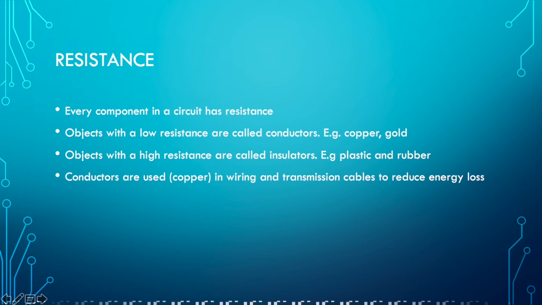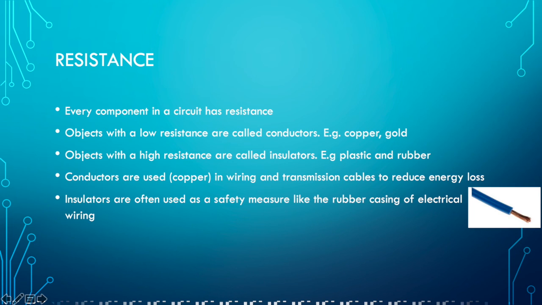Conductors are useful as they allow us to make wiring for circuits and transmission cables and help to reduce energy loss. Insulators can be useful too, and are often used as safety features, like the rubber casing of electrical wiring.